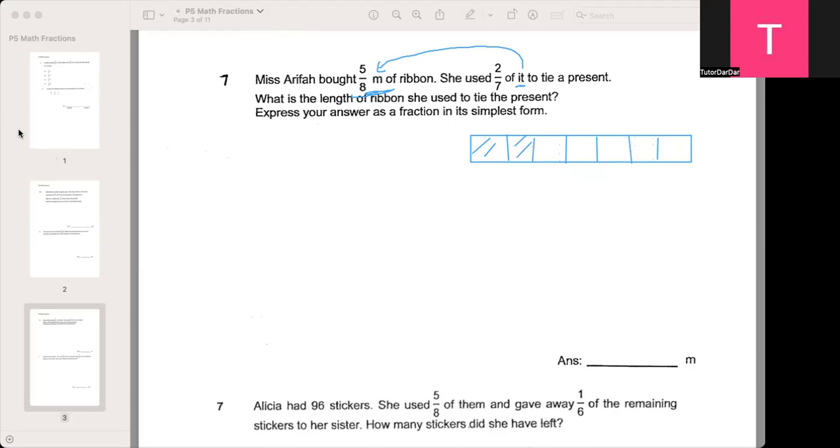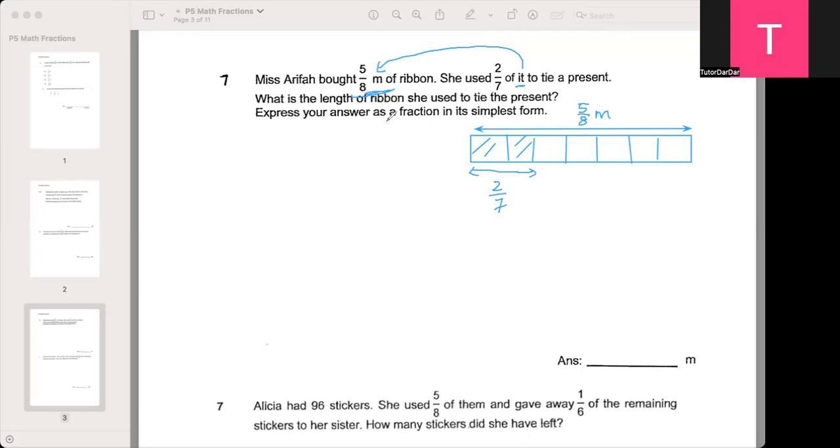Okay. And this whole thing from here all the way to here is going to be 5 over 8 meter. And this is the 2 out of 7. It looks like this. It is different from the previous question. So how are we going to solve this? What is the length of ribbon she used to tie the present?